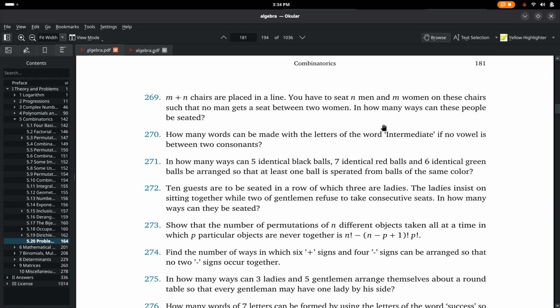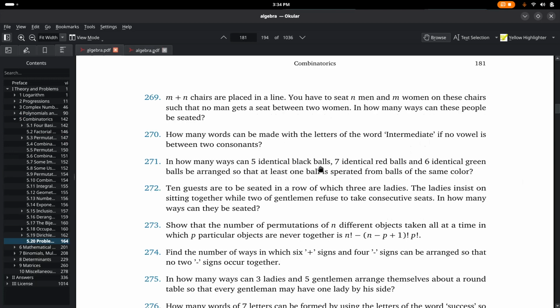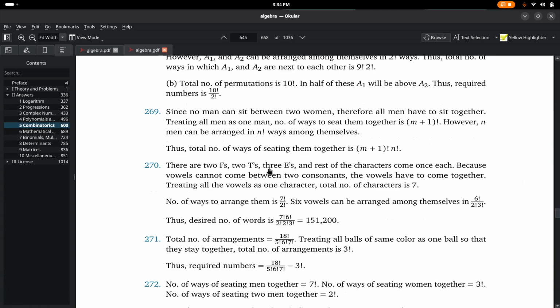So 5, and then we have A. Intermediate: 3 E's, 2 I's, A. This should be 6, right? Okay, so we treat all vowels as one character. So the total number of characters is 7, because we have 6 consonants.